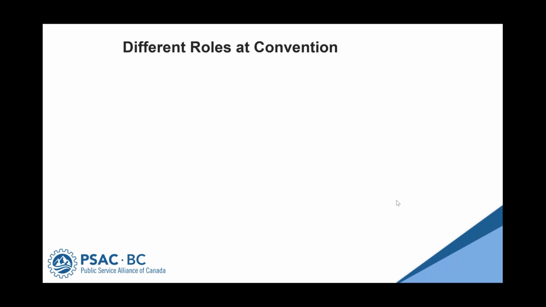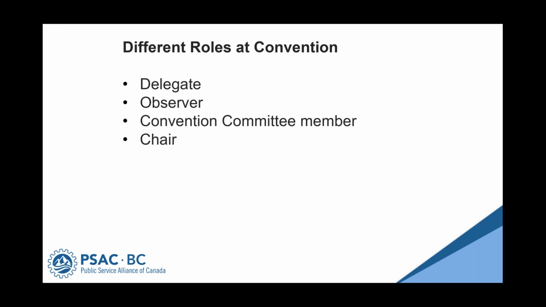So obviously at convention, there are people that play different roles. We've got delegates who come to convention and participate, observers, convention committee members, the chair of the convention. There's obviously staff. James, myself, Rosemary will be at convention. And then other. And by other, we mean invited guests.